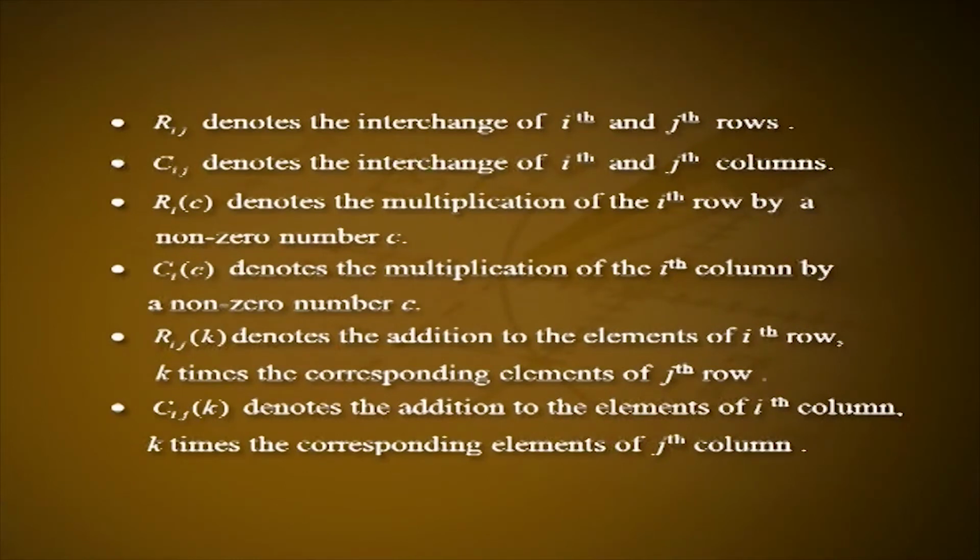Notations. Rij denotes the interchange of ith and jth rows. Cij denotes the interchange of ith and jth columns. Ri(c) denotes the multiplication of the ith row by a non-zero number c. Ci(c) denotes the multiplication of the ith column by a non-zero number c. Rij(k) denotes the addition to the elements of ith row k times the corresponding elements of jth row. Cij(k) denotes the addition to the elements of ith column k times the corresponding elements of jth column.